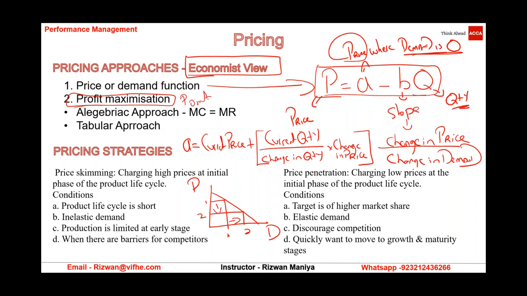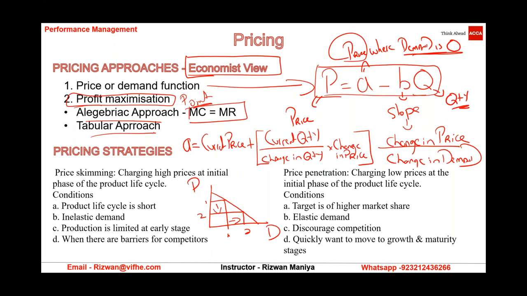So let's start our discussion to find out the profit maximization point. What is a profit maximization point? The point where your profit will be maximized. You are frequently tested in your examination to find out the profit maximization point in your paper. There are two approaches to find out the profit maximization point. The first approach is known as the algebraic approach, which is the MC equals MR approach. The second approach is the tabular approach.